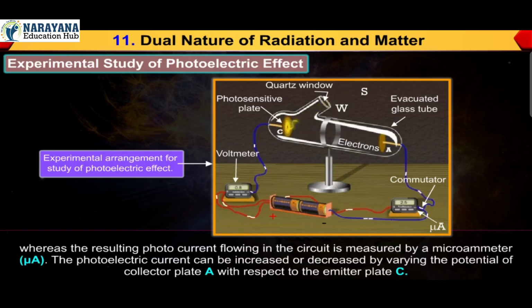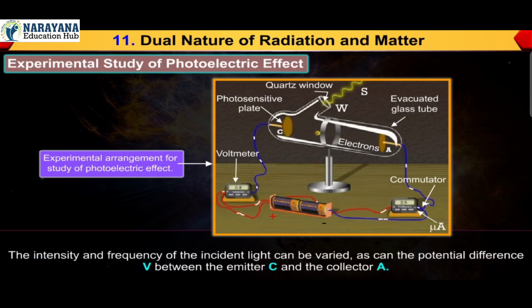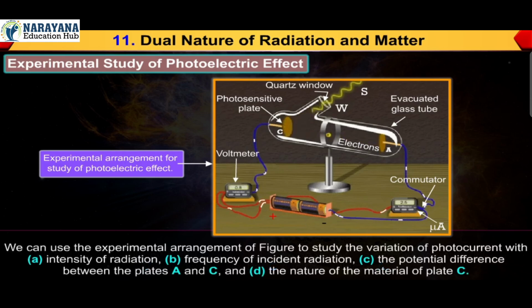The photoelectric current can be increased or decreased by varying the potential of collector plate A with respect to the emitter plate C. The intensity and frequency of the incident light can be varied, as can the potential difference V between the emitter C and the collector A. We can use the experimental arrangement of the figure to study the variation of photocurrent with: A. intensity of radiation, B. frequency of incident radiation, C. the potential difference between the plates A and C, and D. the nature of the material of plate C.